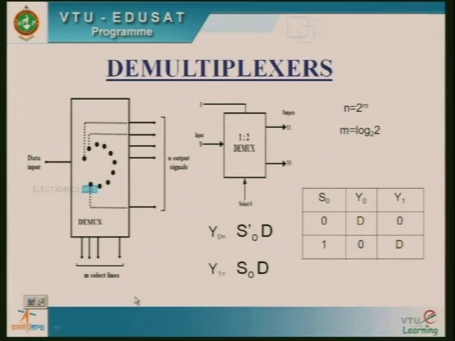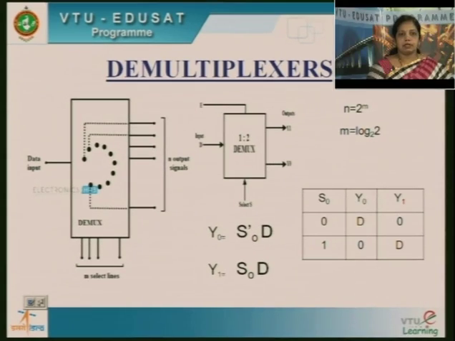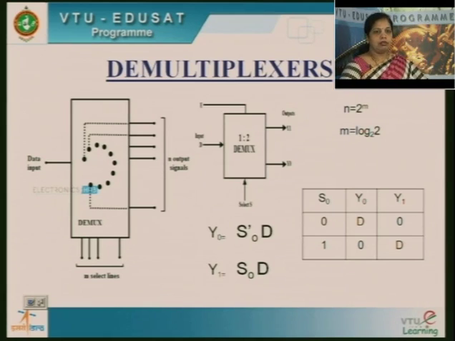Let me discuss the operation of the demultiplexer using a block diagram. We have a demultiplexer with n outputs and m selection lines, and only a single input. There are multiple variations available: 1:2, 1:4, 1:16 and 1:32 demultiplexers. Let us discuss how exactly we are going to design a demultiplexer.